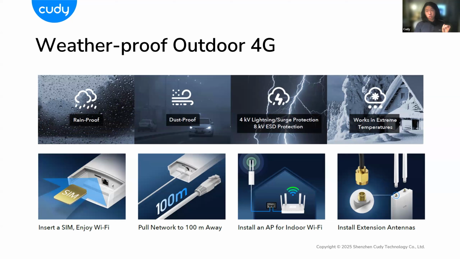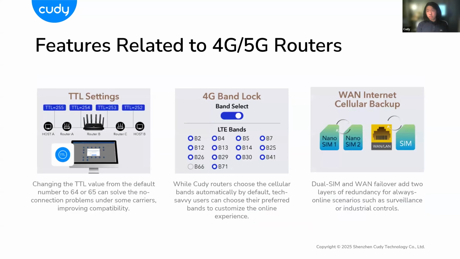And you may think it could be complicated, but it's as easy as installing a standard 4G router. Just install the SIM, power it on, and you get network. And the Ethernet cable can reach 100 meters away. Okay, three last features related to 4G, 5G routers.